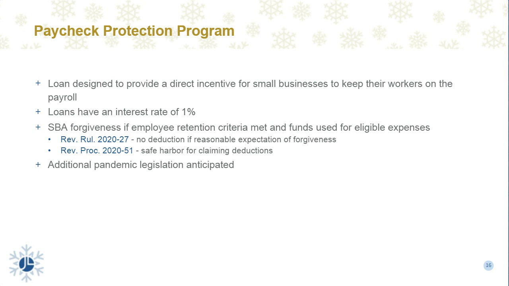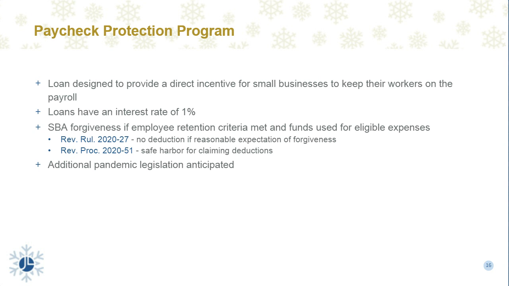Revenue Procedure 2020-51 was issued essentially at the same time, and that provided a safe harbor for claiming these deductions. So if you denied your deductions in your 2020 return, then you have some safe harbor ways of getting that back should the SBA deny forgiveness or you just decide not to seek forgiveness. Those provide a streamlined way of either amending the prior year return if it was filed already, claiming the deductions incurred in 2020 in your 2021 return when you know that it's not going to be forgiven, or a couple different alternatives.